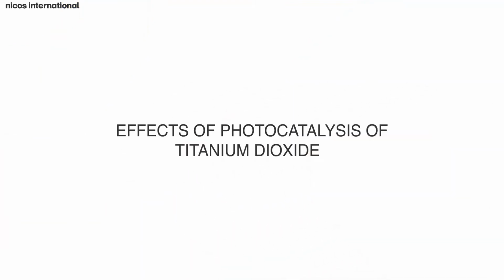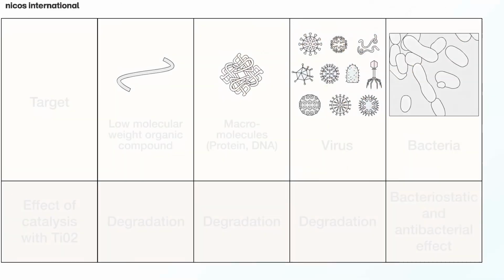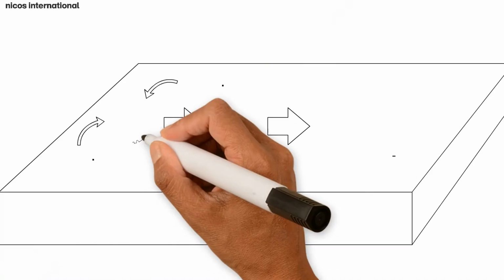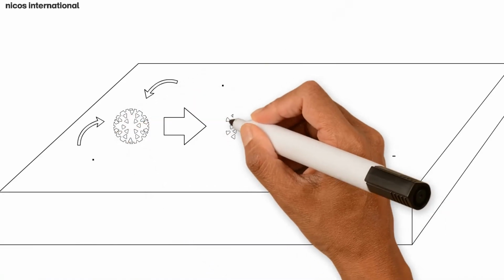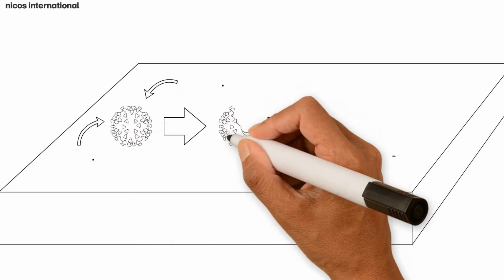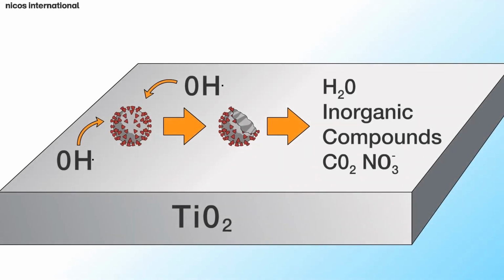Effects of photocatalysis of titanium dioxide. The degradation process induced by photocatalysis has been demonstrated in simpler compounds such as proteins and DNA. And there is evidence of inhibition, even in more complex structures such as viruses and bacteria. The virus particles that are hooked on the surface of the catalyst are attacked by hydroxyl radicals, with consequent degradation of the cell wall, leakage of the contents, and transformation of the organic material into simple inorganic compounds.